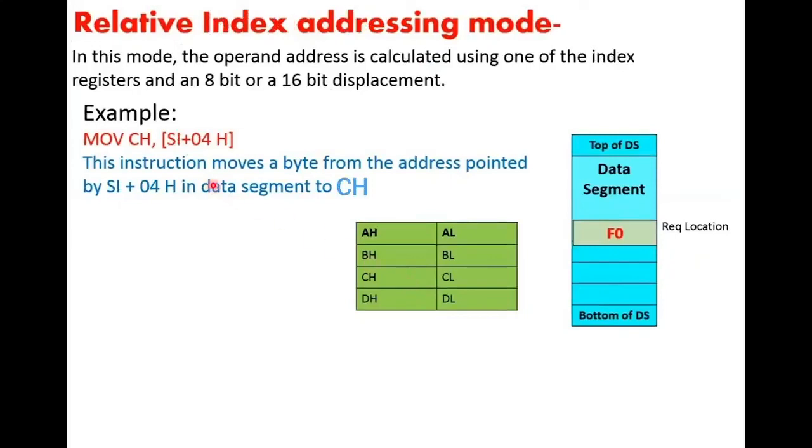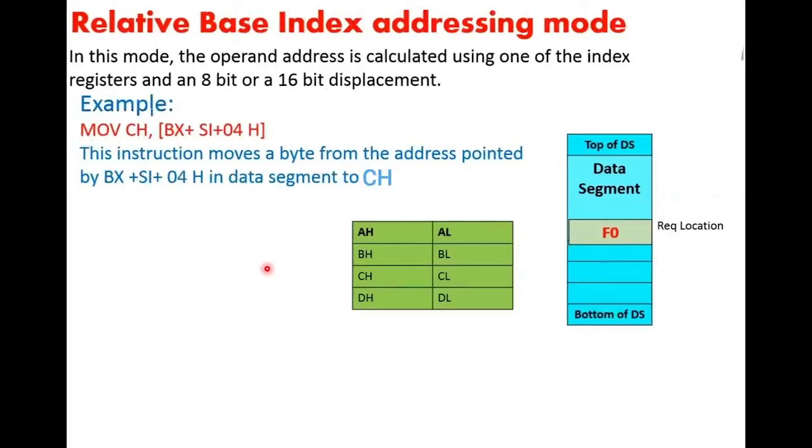Next is relative index. The only difference is in place of BX I have taken SI, that's it. And displacement might be either 8-bit or 16-bit. Here I have taken an 8-bit displacement. So now we'll see. From this memory location we transfer that F0 to CH, right? I hope you understand this addressing mode.